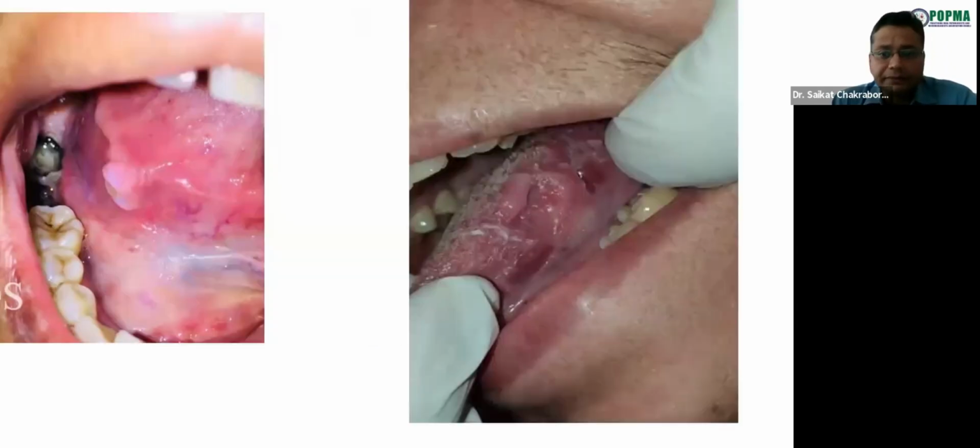So the sight is very important. Again, the lateral border of the tongue. From the chronic impingement from a tooth, you can actually see a tooth mark over here. This is the whole lesion.